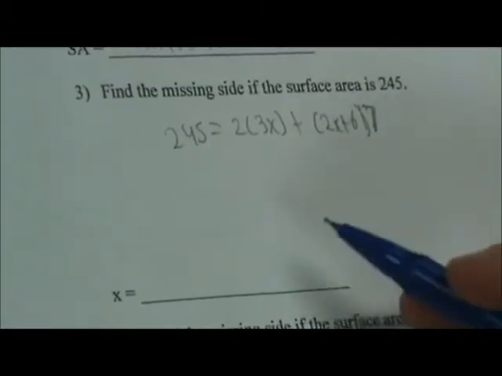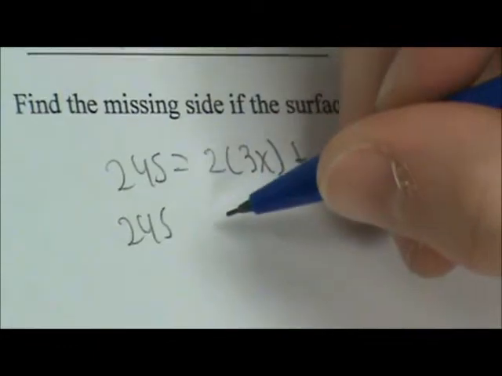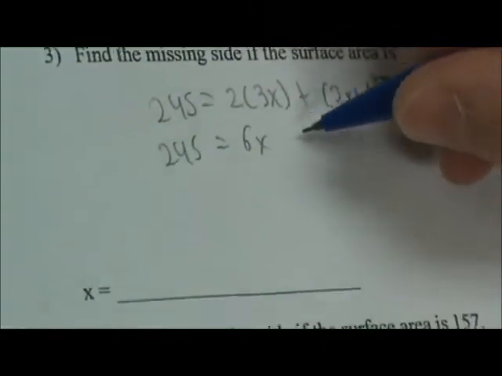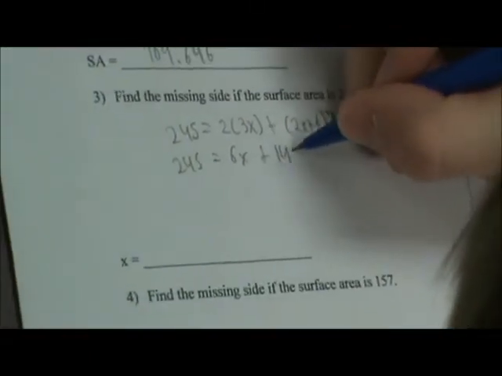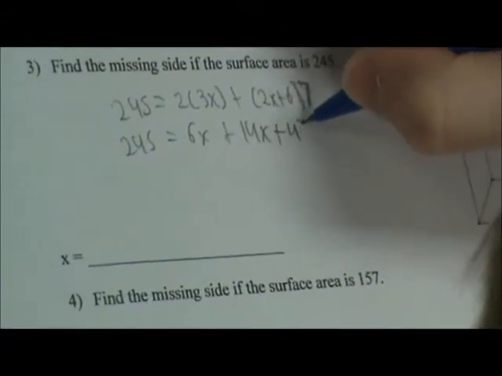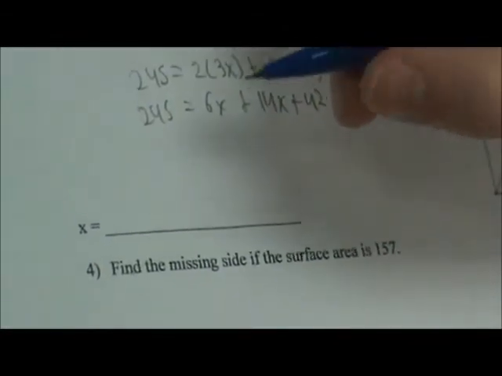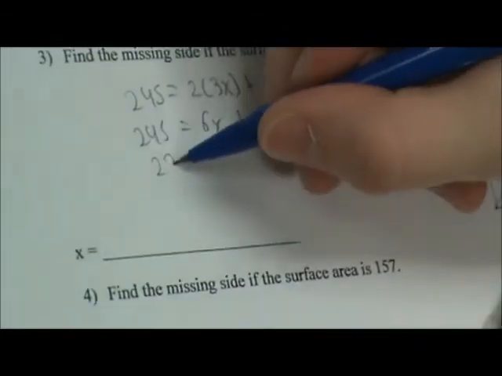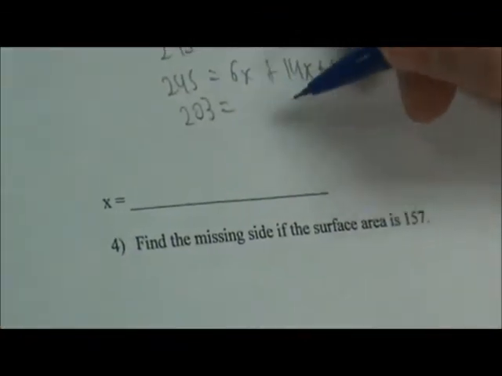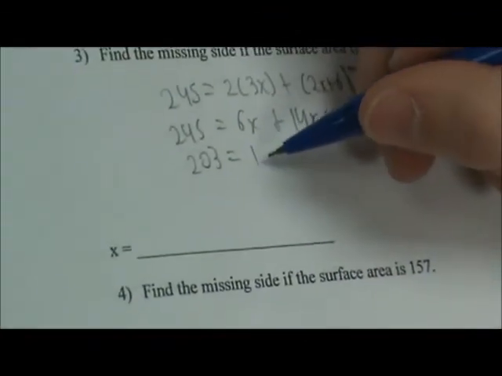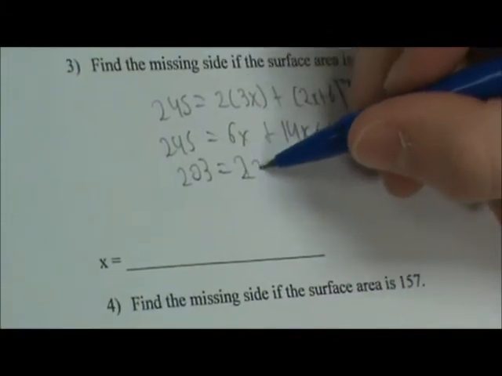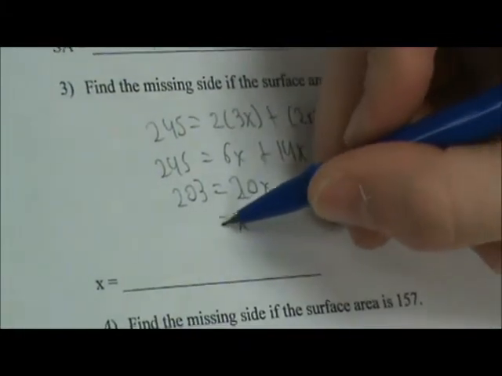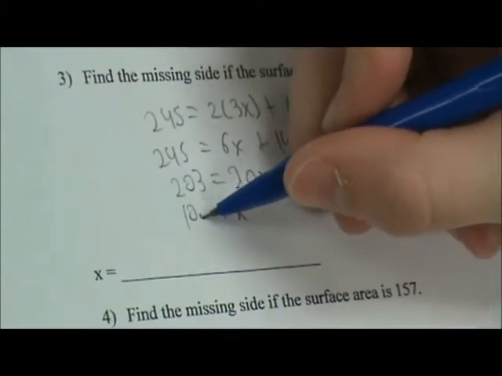So it's going to be 245 equals 6x, because we're going to simplify, plus 14x plus 42. Then we simplify that again. We're going to subtract the 42 over and add the 6x and 14x at the same time. So it's going to be 203 equals 20x. And then we're going to divide by 20 to get x equals about 10.15.